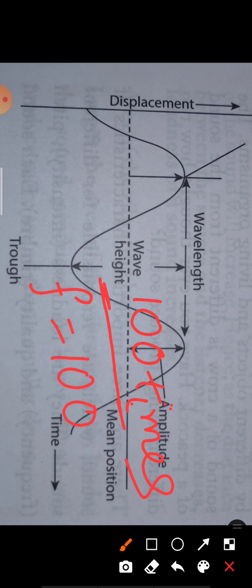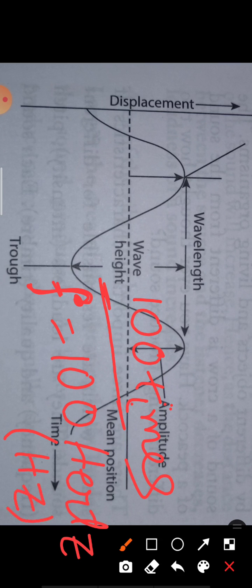Frequency is denoted by a small f, and its unit is hertz, denoted as Hz. So the unit of frequency is hertz.